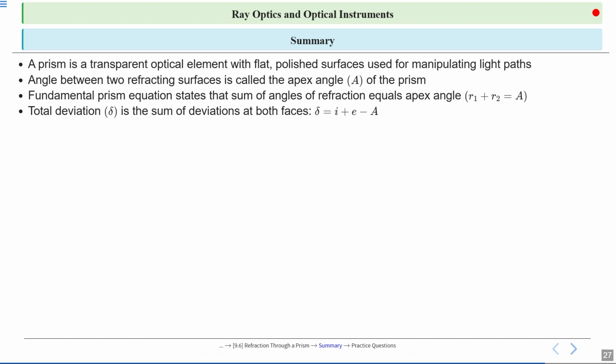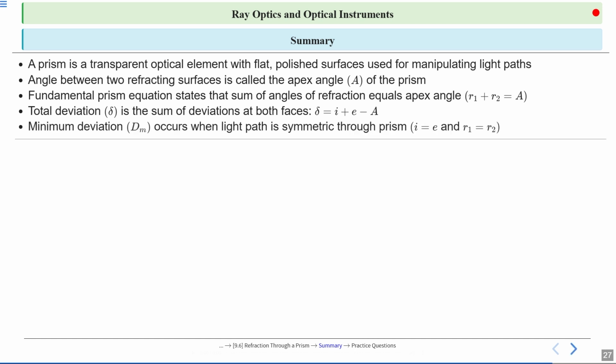Let's discuss total deviation represented by delta. The formula delta equals i plus e minus A shows that total deviation is the sum of deviation at both faces of the prism. Here i is the angle of incidence and e is the angle of emergence. This concept helps us understand how much the light ray is altered by a prism, which is essential for designing optical systems.